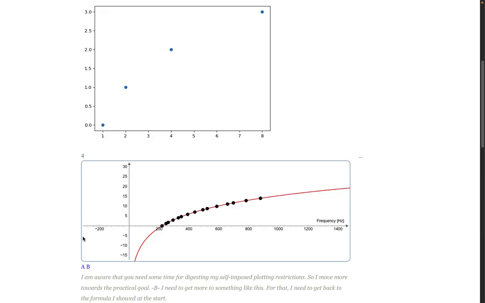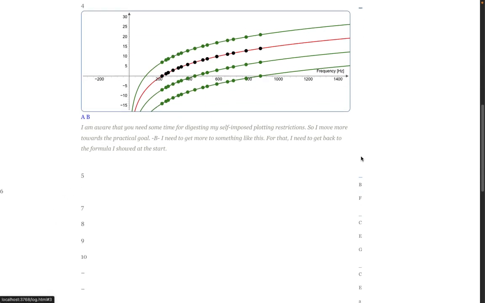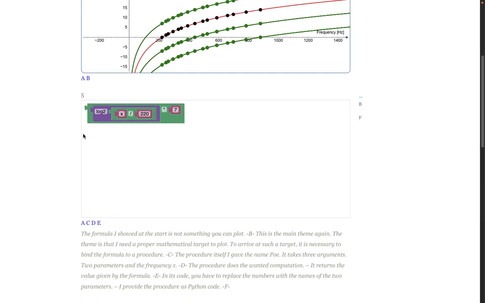So I move more towards the practical goal. I need to get more to something like this. For that, I need to get back to the formula I showed at the start. The formula I showed at the start is not something you can plot. This is the main theme again. The theme is that I need a proper mathematical target to plot.